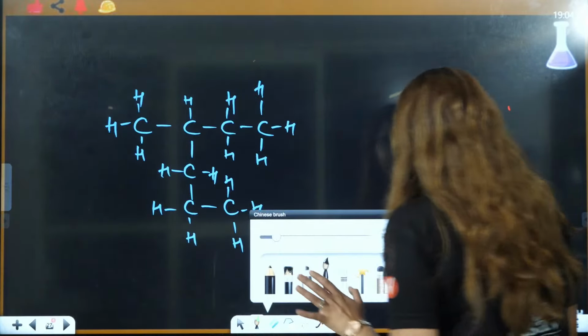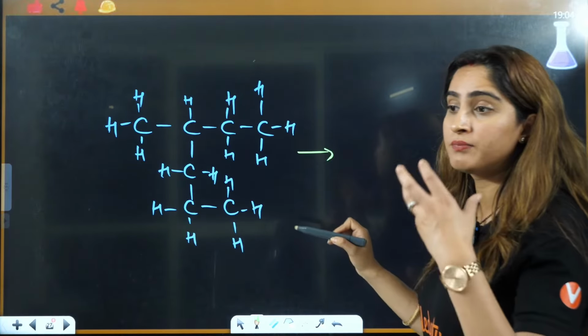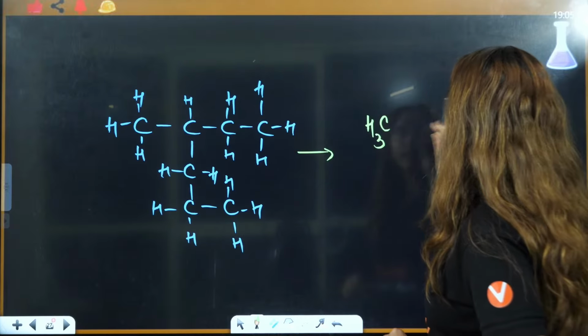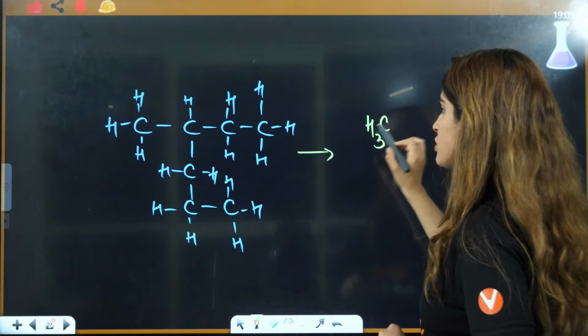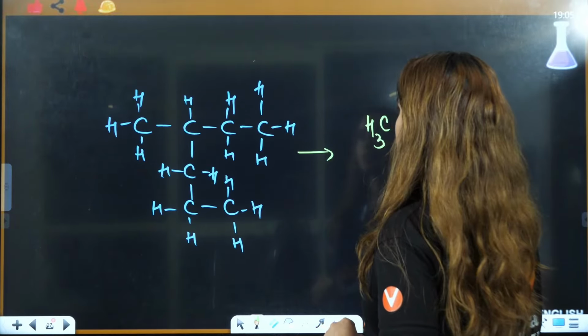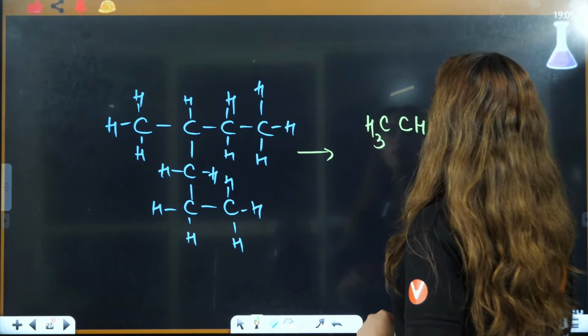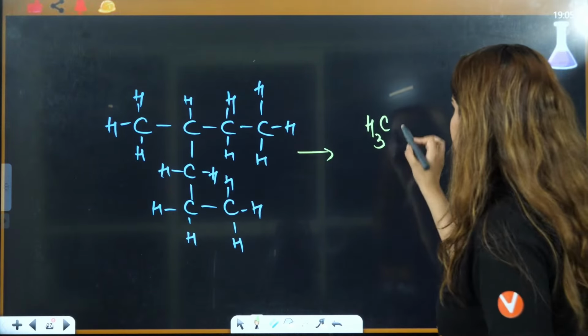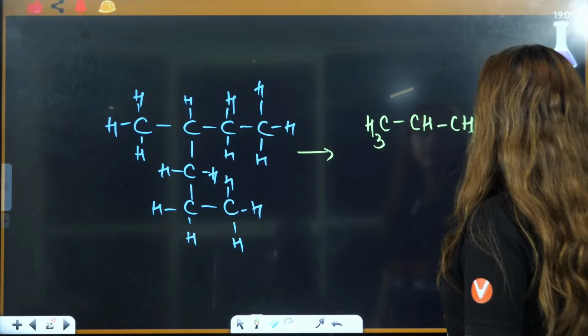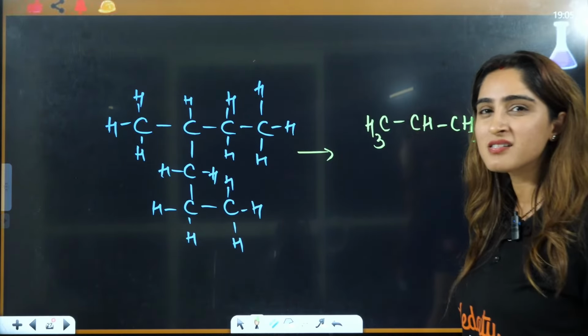Now you need to write it in the form of the condensed formula. So this is CH3, right? You write this as C, this will be CH, this will be CH2. What I write, I usually mention it like this. This is CH, this is CH2, this is CH3, right? This is a mix of both.